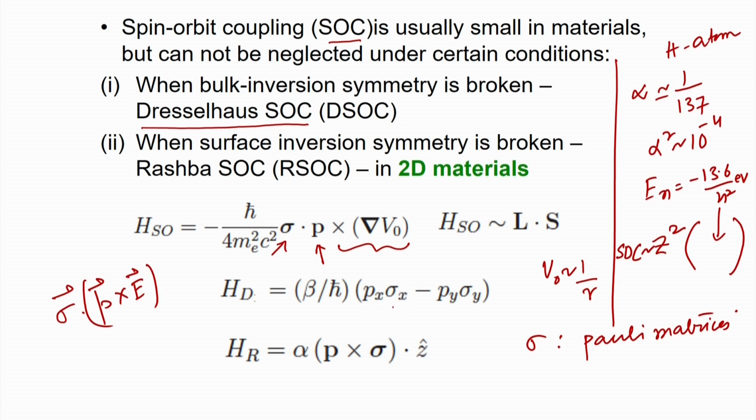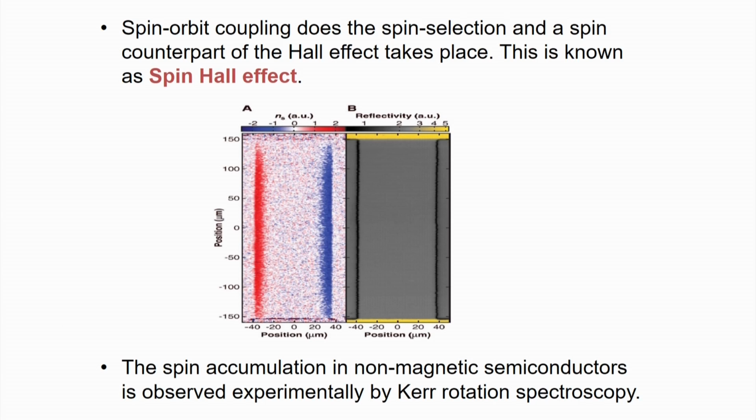And p x sigma x minus p y sigma y, with beta being the strength, and h cross is the Planck's constant, which we all know about. And the Rashba spin orbit coupling is given by p cross sigma dot z cap, where p is the momentum and sigma are the 2 by 2 Pauli matrices.